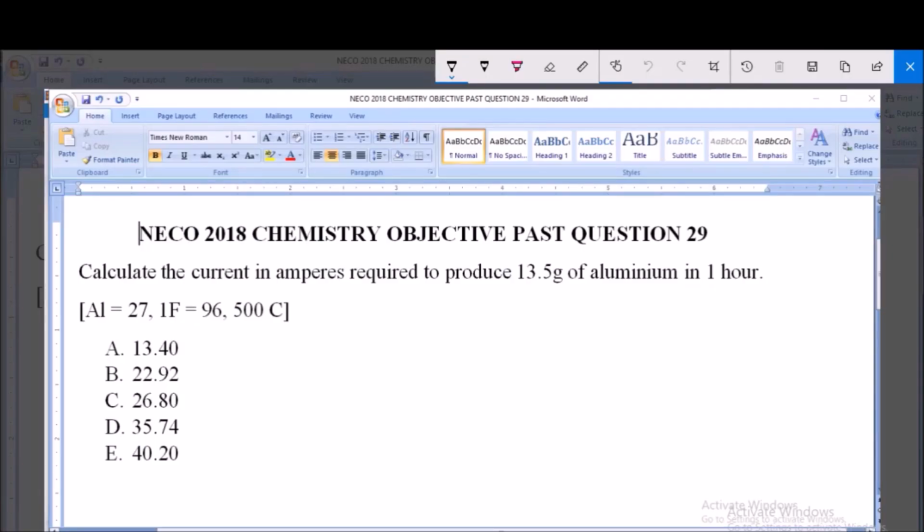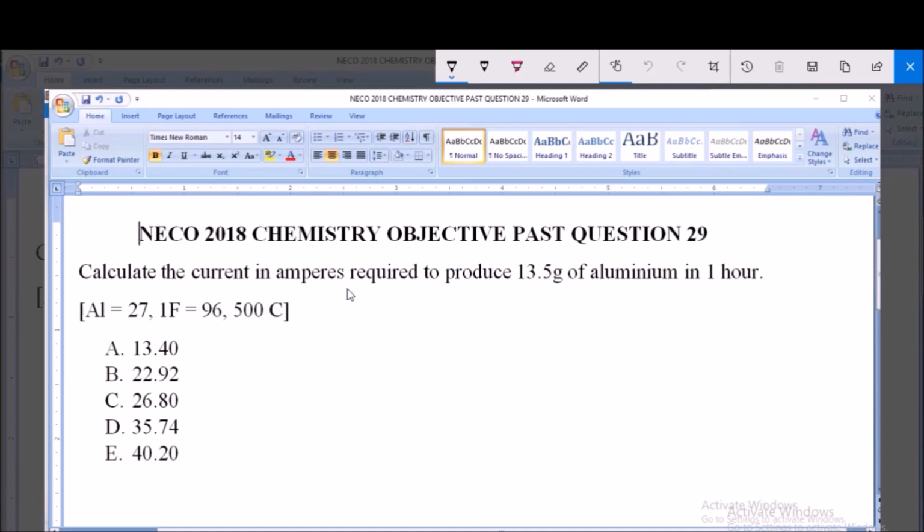Hello, good day and welcome. I'll be answering NECO 2018 Chemistry Objective Past Question 29. Calculate the current in amperes required to produce 13.5 gram of aluminium in 1 hour, given that the molar mass of aluminium is 27 and 1 farad is equal to 96,500 coulomb. A, we have 13.40, B, we have 22.92, C, 26.80, D, 35.74, and E, 40.20.